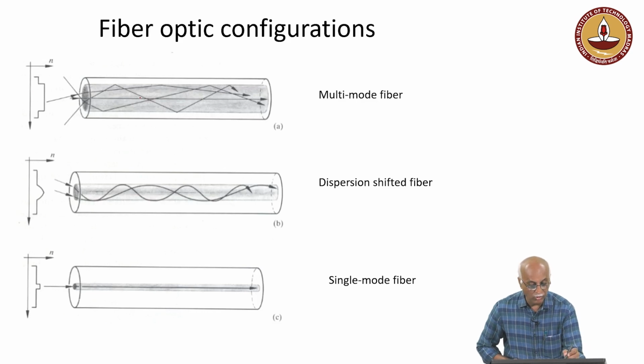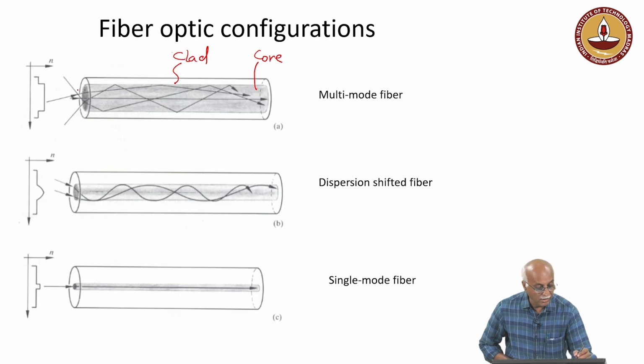This is an optical fiber which is a multimode fiber. Here you can see this is the core, and this part is the clad outside, the outer region, and the refractive index in the core is a step index. So the refractive index is constant within the core, and then it changes in the clad region, where it decreases.